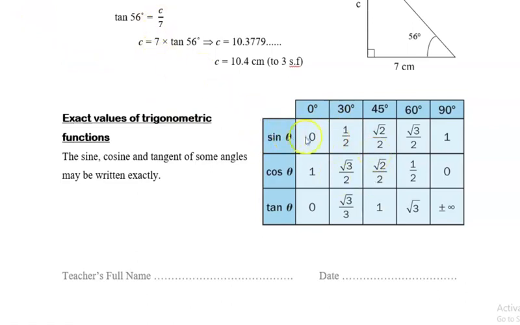So you have to know that sine 0 equals 0, and that sine 30 equals a half. Sine 45 equals root 2 over 2, and so on. All of this has to be memorized. Now here where you have tan 90, it says plus minus infinity. Now tan 90, if you were to use a word, you would have to write down undefined, because we can't find a value for tan 90. So using this table, we're going to be answering question 7.